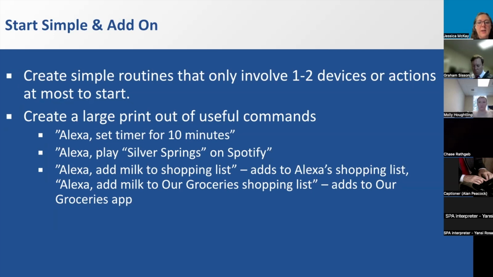So I just have a couple here where it says, Alexa, set timer for 10 minutes. Alexa, play Silver Springs on Spotify. Alexa, add milk to shopping list. That adds it to Alexa's shopping list. Alexa, add milk to our groceries shopping list, adds it to a specific Our Groceries app. So see the difference there too. If I just said shopping list, that's going to go to Alexa's app or Alexa's list, as opposed to the other grocery app list that I wanted.